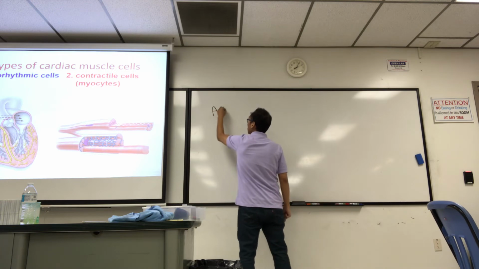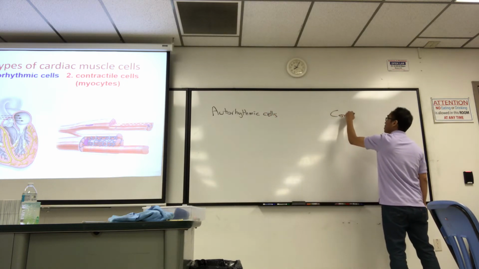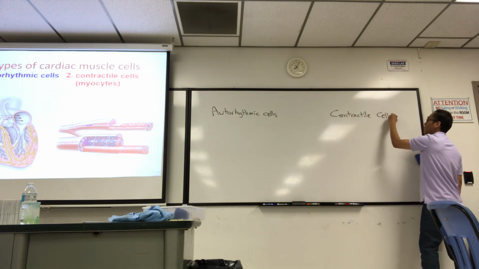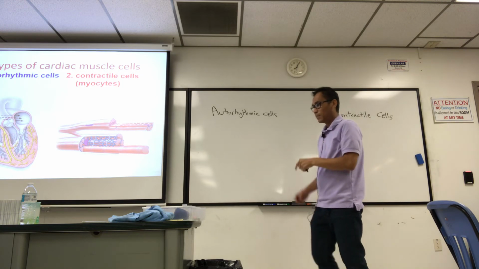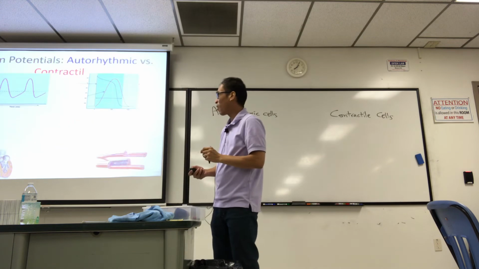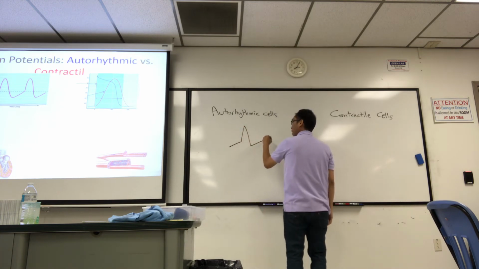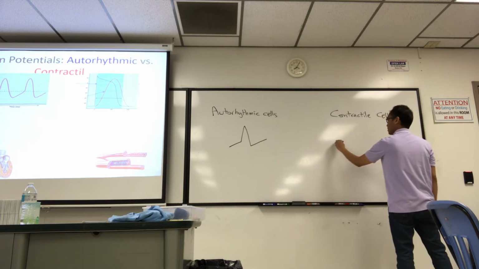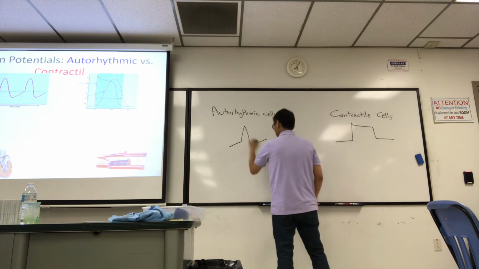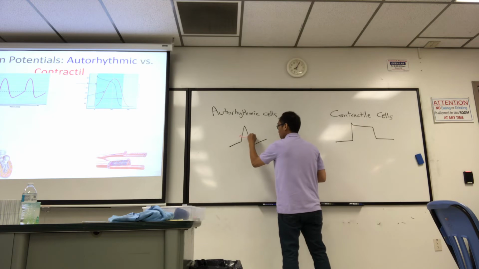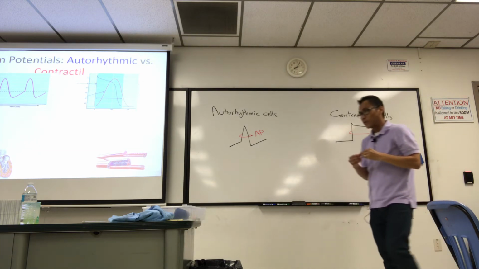Okay, let's do autorhythmic cells. We want to talk about the action potentials between these two cells. They're quite different, and it tells you about the physiology of the heart. I got these traces from the Marriott book. The trace for the autorhythmic cell looks like that, and for the contractile cell it looks like this. The action potential is literally the spiky looking thing. This is the action potential. This one is quite a bit longer. So they're different, and we'll go through the differences.